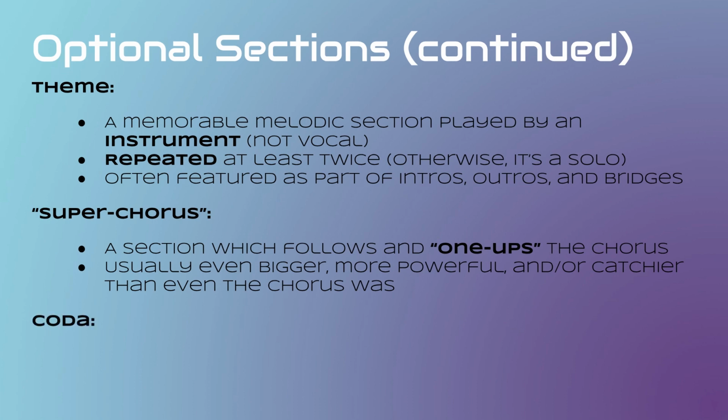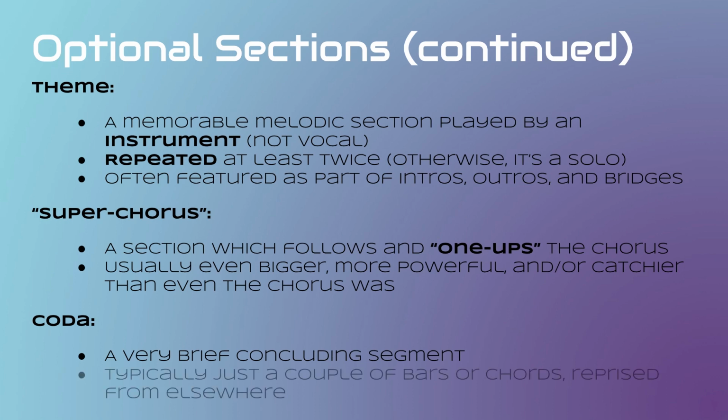Similar to but also distinct from an outro, which we discussed in the previous video, a coda is a very brief concluding song segment. Part of what distinguishes a coda from an outro is length, since a coda is typically just a couple of bars or even just a couple of beats reprised from elsewhere in your song. To make the distinction more clear with a metaphor, an outro might be a concluding sentence in a poem, for example, whereas a coda is like just a concluding phrase, word, or maybe just a punctuation mark.